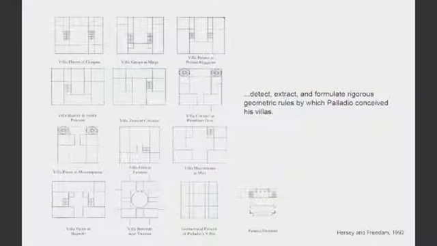So if we think about trying to automate this into an algorithm, in 1992, Hersey and Friedman developed an algorithm which calculated a lot of Palladio's villas. So even though Palladio was working back in the 16th century, the rules that he followed were very systematic in how he laid out his buildings. So although he wasn't explicitly working with computation and algorithmic design, the methods that he was using were very much along those lines. So it can definitely be done.